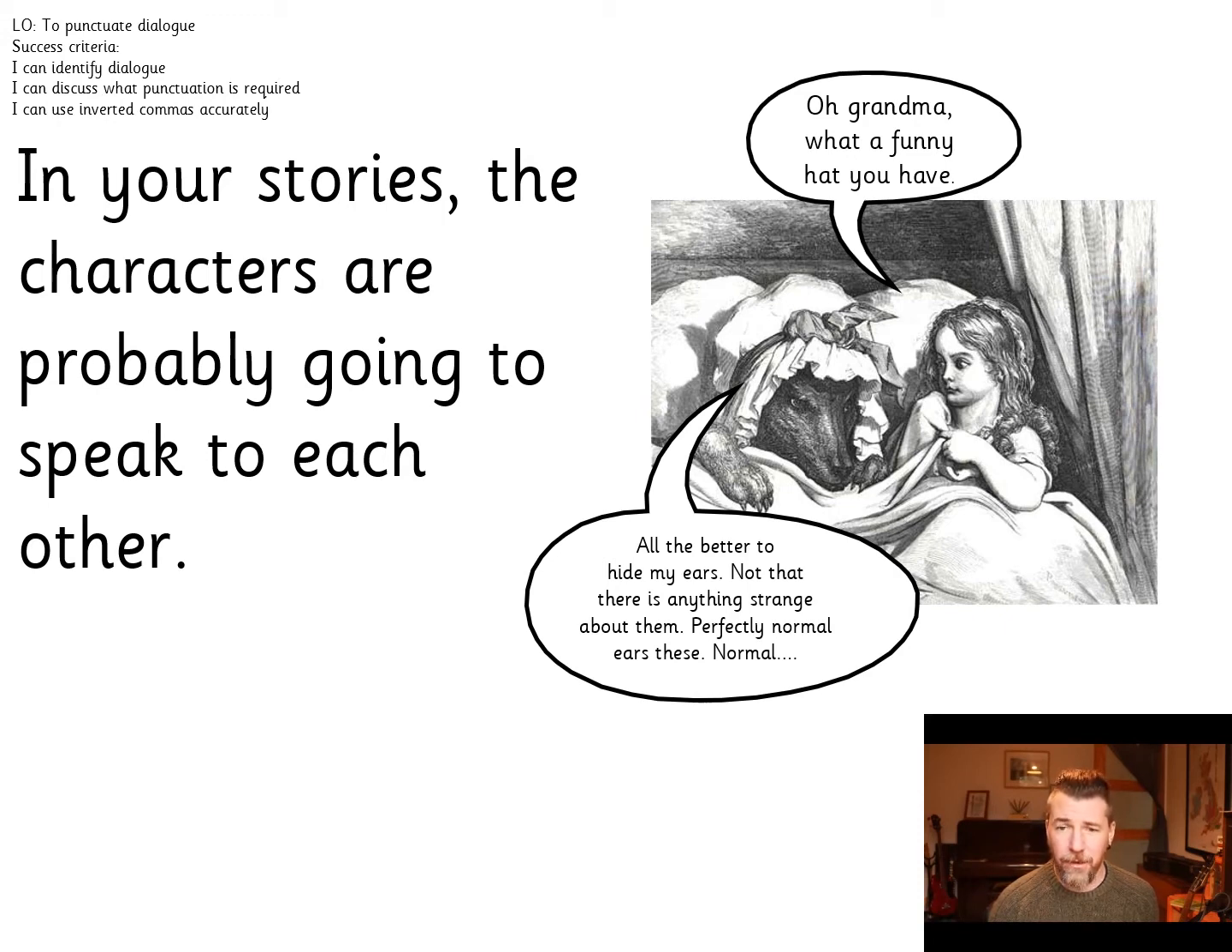Oh, Grandma, what a funny hat you have. All the better to hide my ears. Not that there's anything strange about them. Perfectly normal ears, these. Normal.